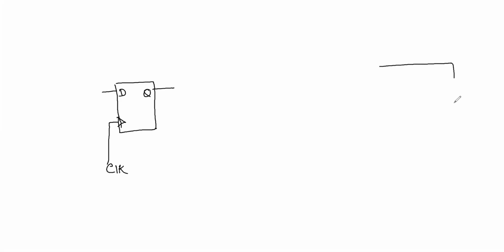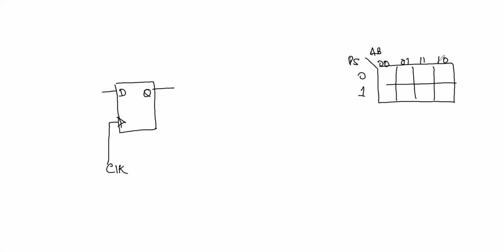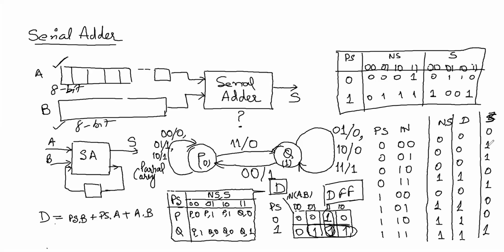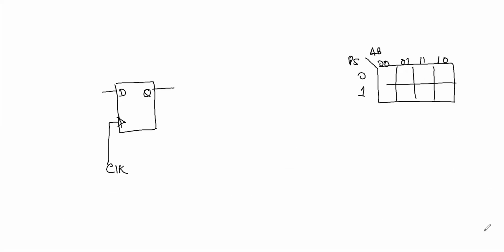I'm using this side of the space. So this is again my present state. This is A, B, which is input. Now see, this is 1, 2, 4, and 7. So 1, 2, 4, and 7.